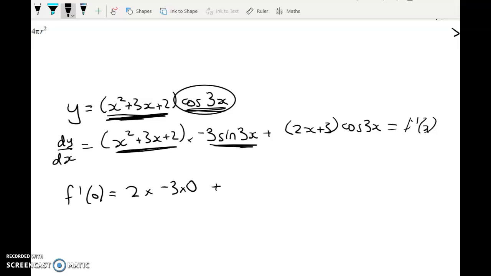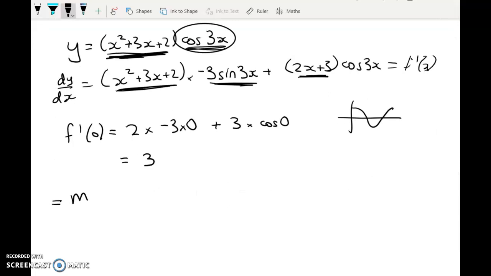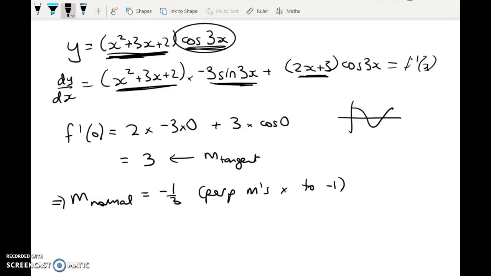So that goes, plus here we've got 3, 0 plus 3, times cosine of 0. Cosine of 0 is just equal to 1, so f dash of 0 is equal to 3. That means that the normal gradient will be negative 1/3, right? So that's the tangent gradient that we've found, and that's because perpendicular m's multiply to give me negative 1.